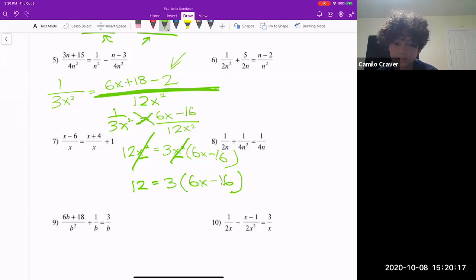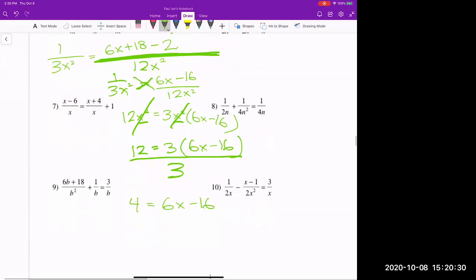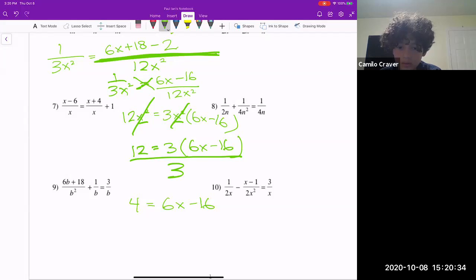Oh, yeah. If you divide by 3, it's easier in math. So you divide by 3. 12 divided by 3, that's 4, right? Yeah. And then you're left with 6x minus 16. What do you do now? Plus 16. Yeah, plus 16.